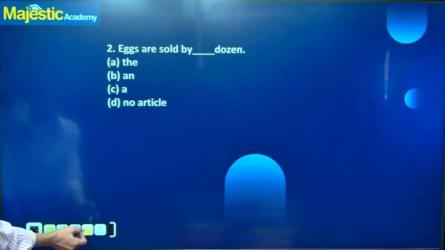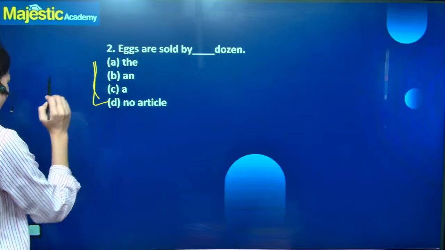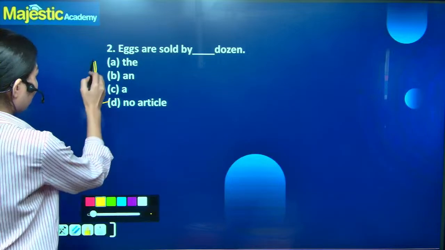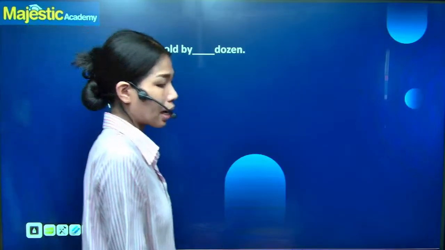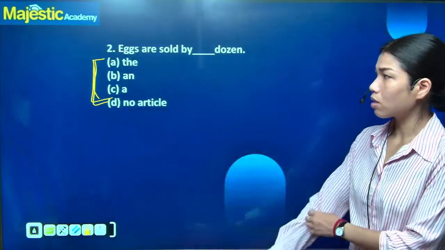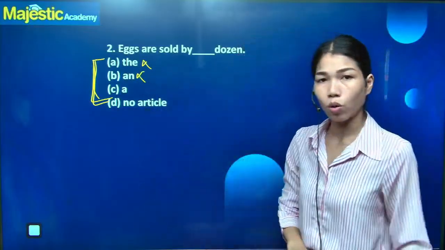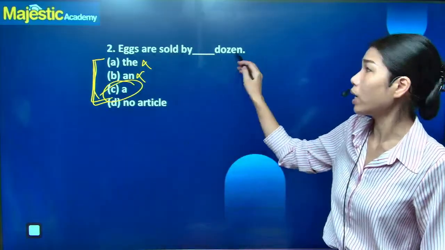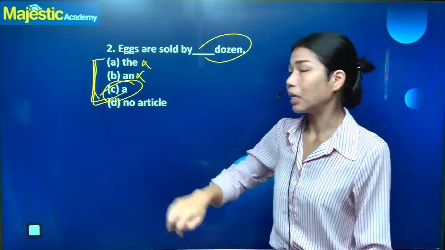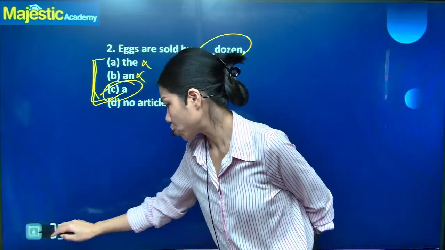Question number 2 says, eggs are sold by dash dozen. Again, this is an article question. We have the options the dozen, an dozen, or a dozen. The or an will not come here, but in some cases we can put a. In this case, eggs are sold by dozen, which means no article for this question. Okay, let's move to the next question.